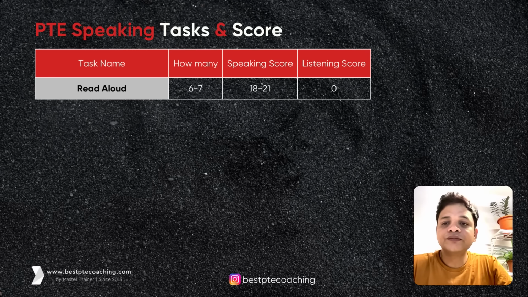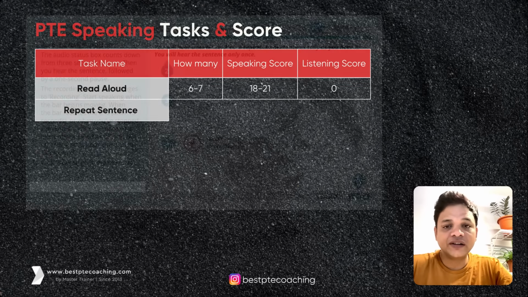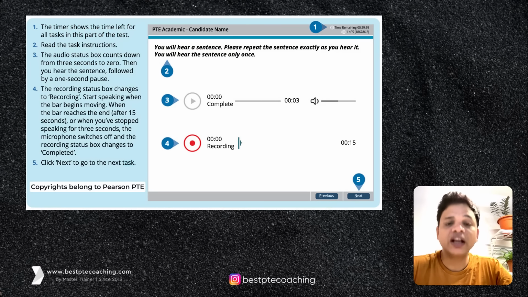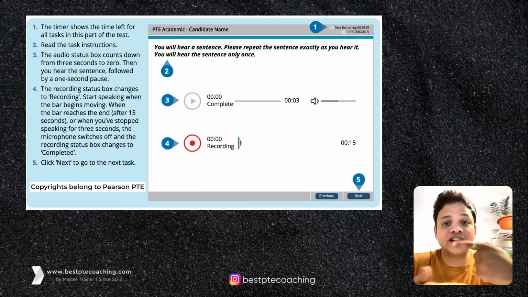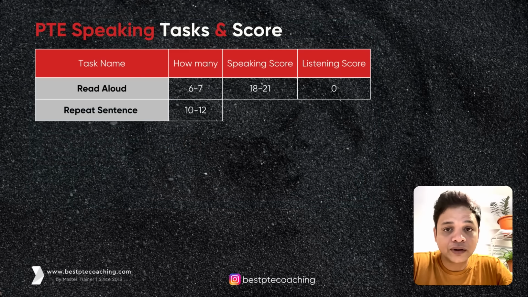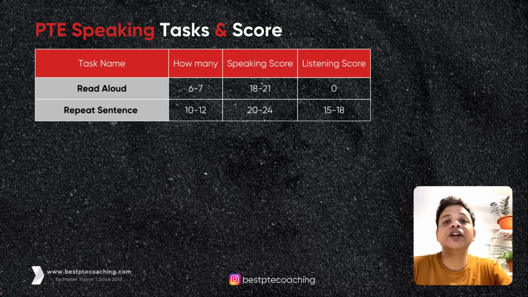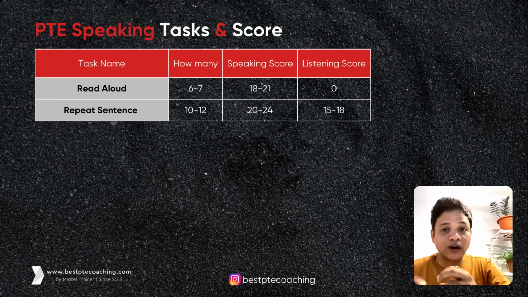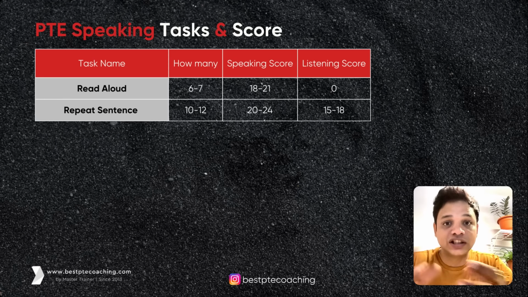That's the score. Repeat sentence. Repeat sentence is all about listening, remembering, and repeating one sentence at a time. One question has one sentence. Like that, you have 10 to 12 questions coming in the real examination. When you answer these 10 to 12 questions 100% accurately, you get a score of 20 to 24 marks in speaking and 15 to 18 marks in listening. So remember, repeat sentence is all about listening, remembering, and repeating a small sentence.